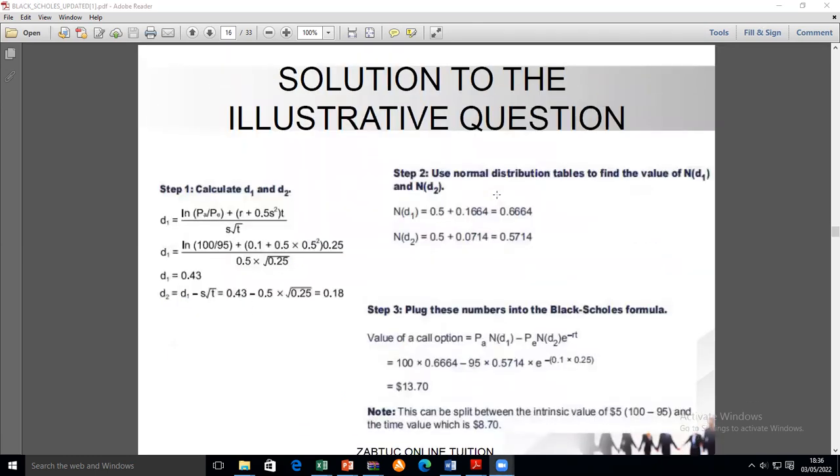Let's conclude for today. So then, the ND1 is 0.664. The ND2 is 0.5714. So then you have your ND1 and you have your ND2, which is this one here. Then you multiply and subtract that, and you have 13.7. This is the value of the call option.